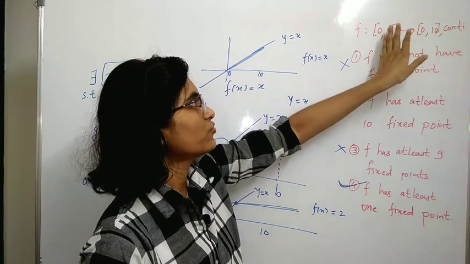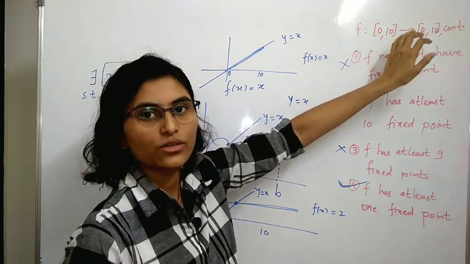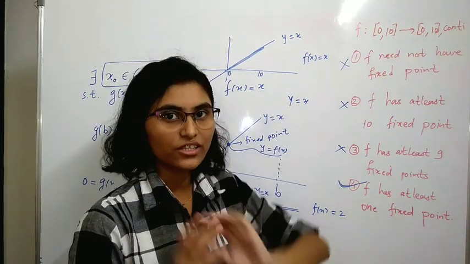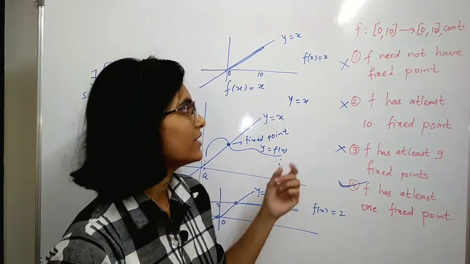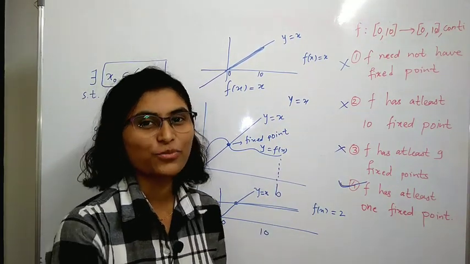So whenever you have any function from closed interval [a, b] to closed interval [a, b] and which is continuous, continuity is important, then it has at least one fixed point.